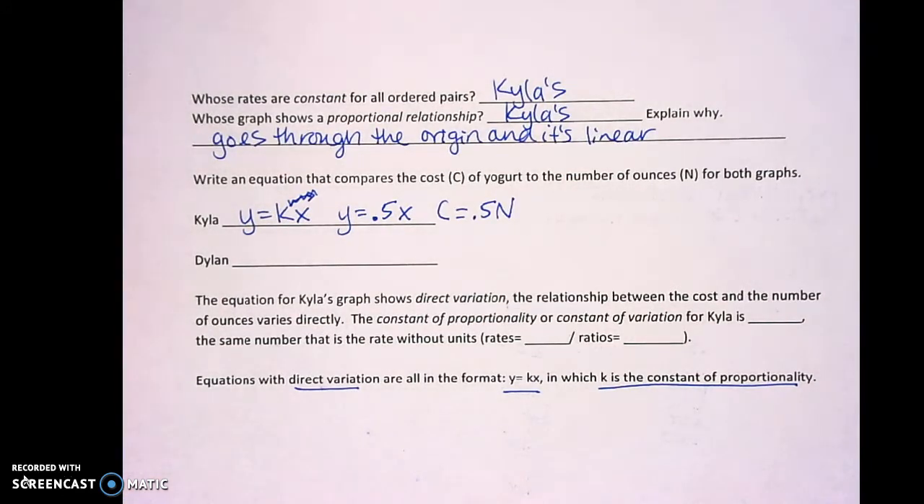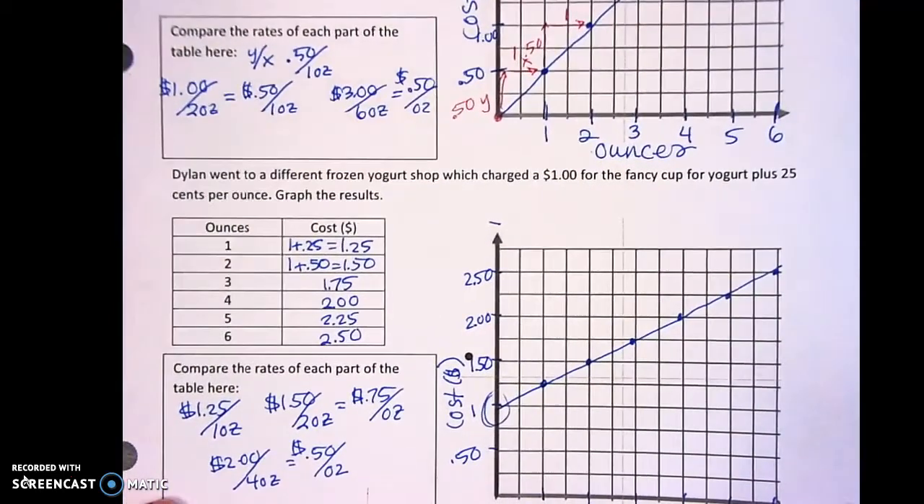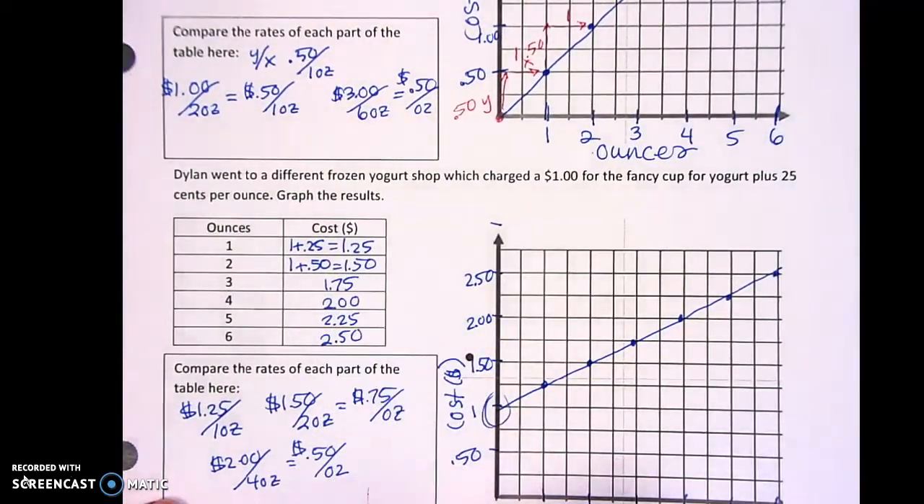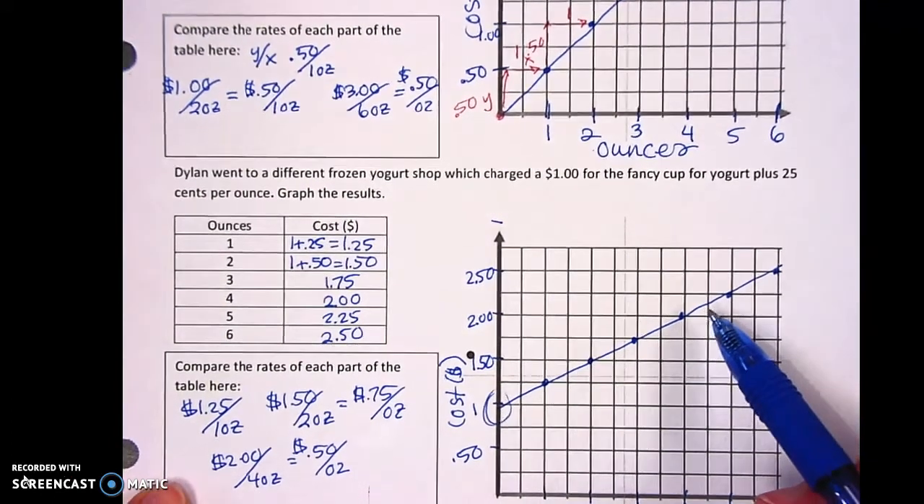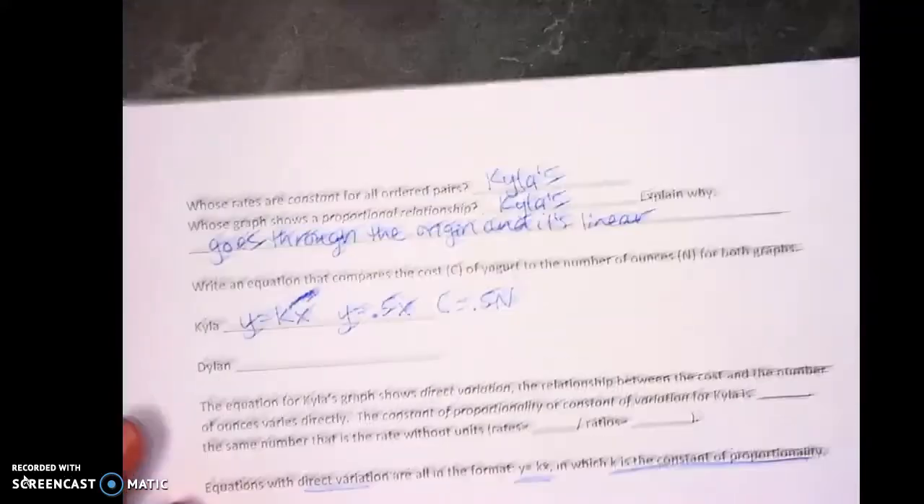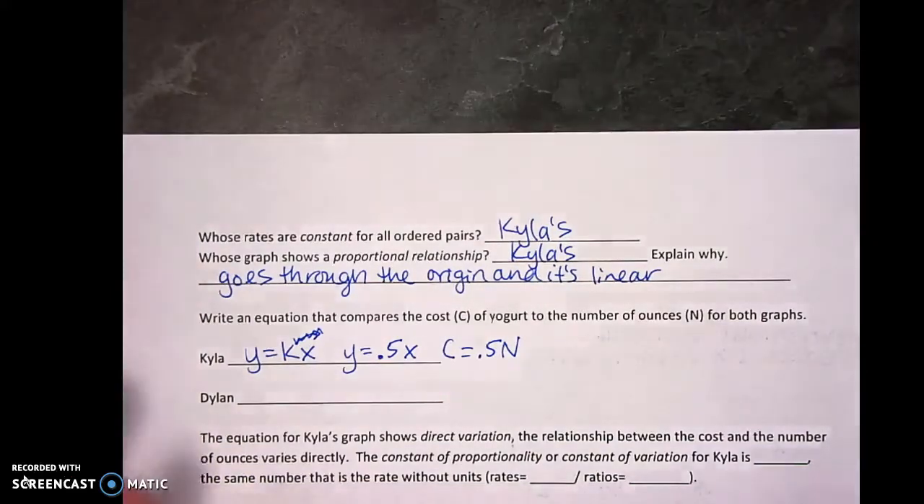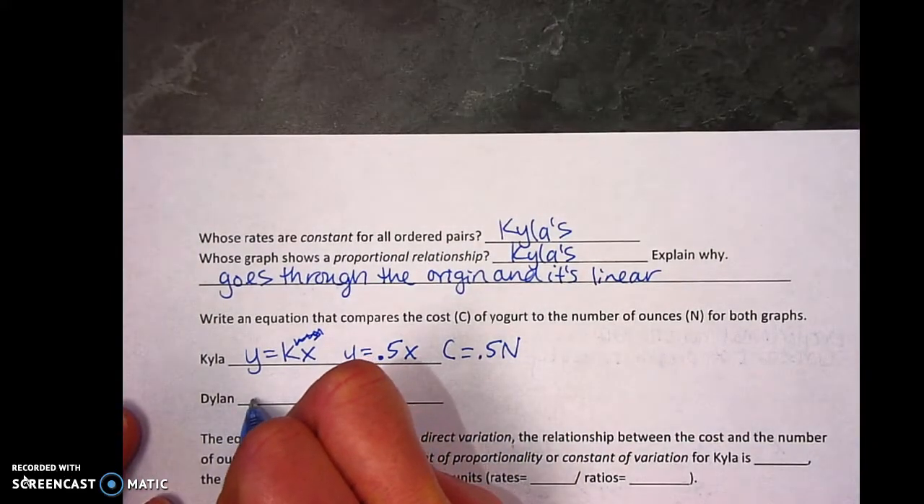This is direct variation. Now, Dylan's, does his show direct variation? Was his proportionate? No, it wasn't. The data's not. We have different unit rates every time, and his graph does not go through the origin. It's linear, but doesn't go through the origin. So his cannot be written in direct variation. This is something we'll work more on later on how to write these equations, but I'll give you a heads up right now. Let's look back here.